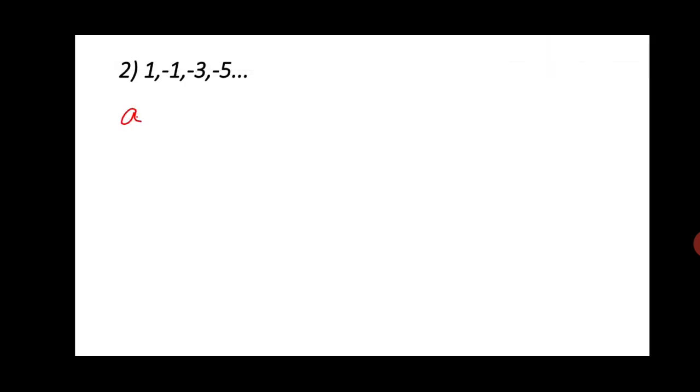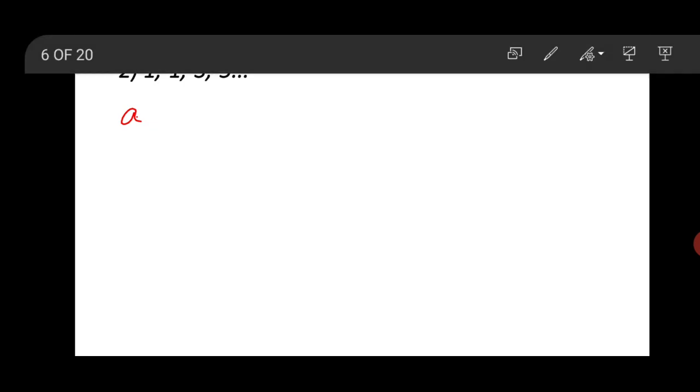Next, let us see one more example. 1, minus 1, minus 3, minus 5. What is A2 here? A2 is equal to minus 1. A1 is equal to 1. This is minus 1.